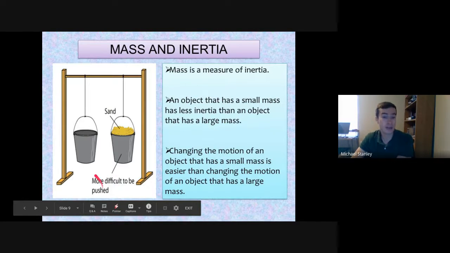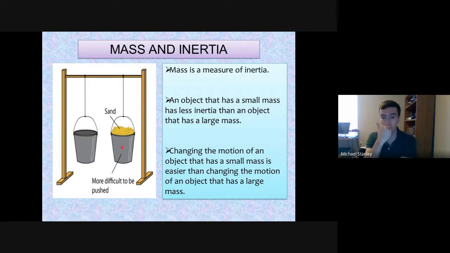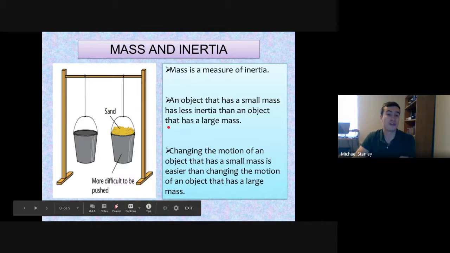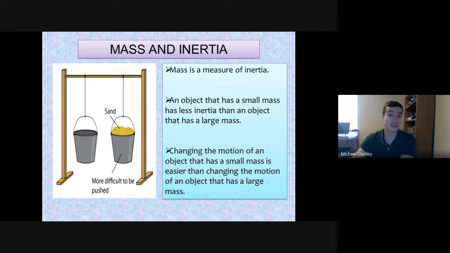On the flip side, if both of these buckets are swinging really widely to and fro, I'd rather be hit by the empty bucket than the full bucket. Because for the empty bucket, it's going to take less energy for me to stop it with my body. So it's probably not going to hurt so much. The filled bucket is heavy. It's going to have a lot of inertia, and you're going to need a lot of energy to get it to stop. So it's probably going to hurt pretty good if that knocks into you. So inertia just means that heavier things are harder to move, or if they're already moving, they're harder to stop or change direction.